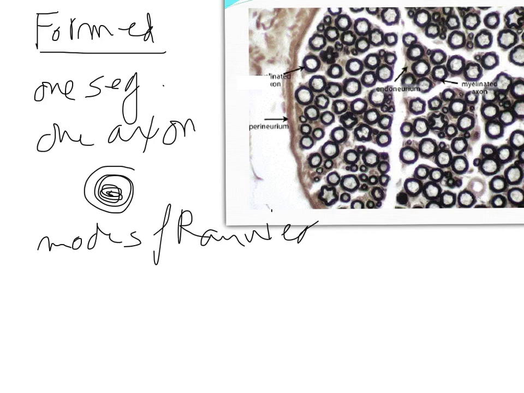You may be asked also about the functions. The functions of the myelin sheath are very easy. The myelin sheath forms an insulator around this segment so that it enhances the speed of nerve impulse through the saltatory conduction.